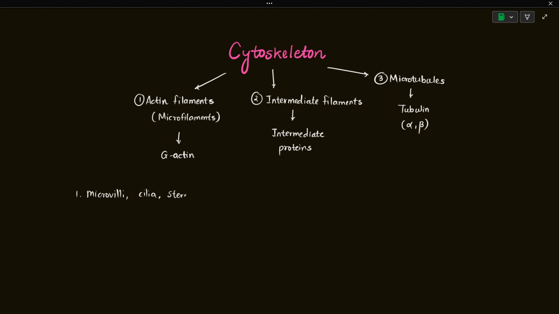Okay, stereocilia. So these are the inner ear hair cells. These are also structures formed by the cytoskeletal elements. Those stereocilia are specialized actin-based structures. Okay, so these are actin-based structures.